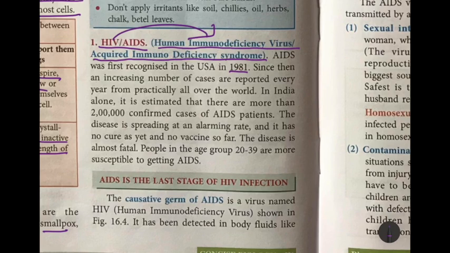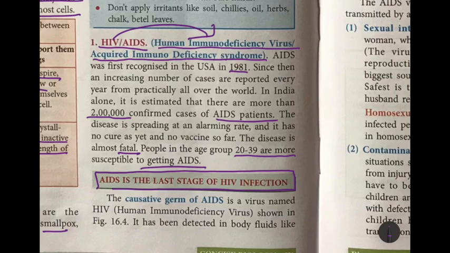In India alone, there are more than 2 lakh confirmed cases of AIDS patients. This disease is spreading at an alarming rate, and it has no cure and no vaccine as well. This disease is fatal, that is, the person will die. People in the age group 20 to 39 are more susceptible to getting AIDS. And remember, AIDS is the last stage of HIV infection.